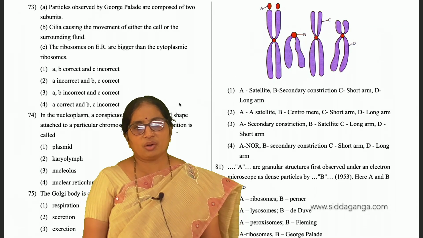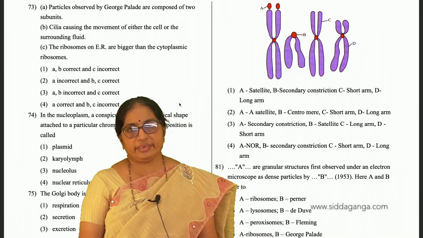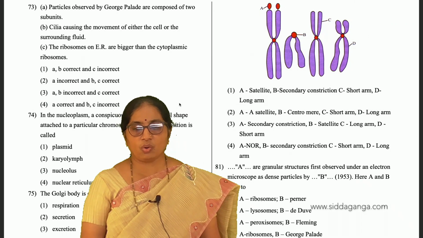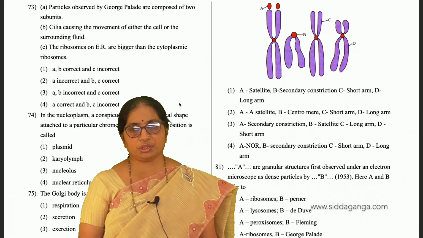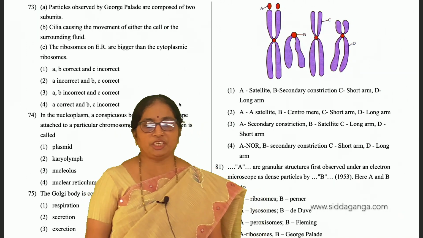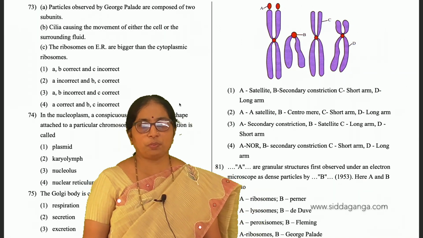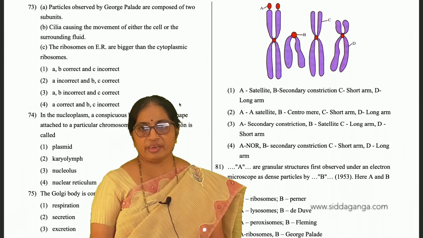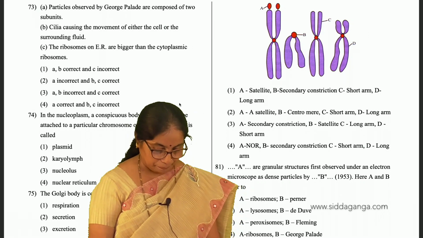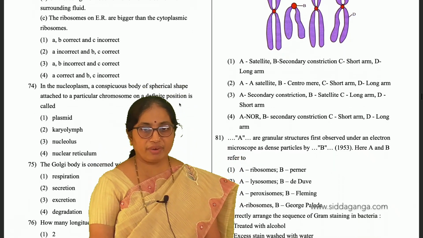So, nucleolar organizer region, A is a nucleolar organizer region, of course correct. B is not the secondary constriction, but it is the centromere. So, the right option is option 2, which matches with A, B, C, D given in the diagram. Next question. Question number 81.